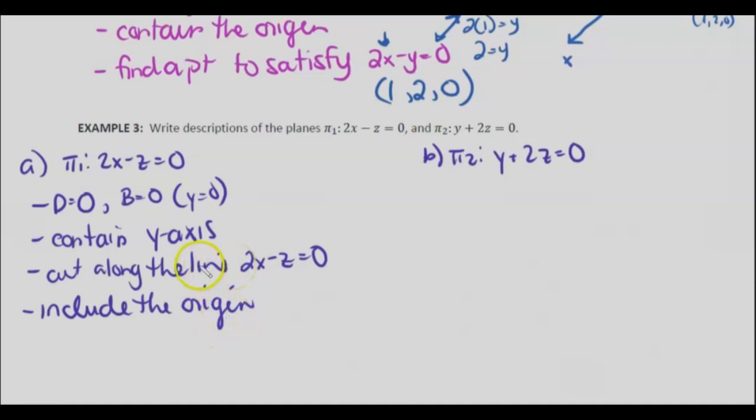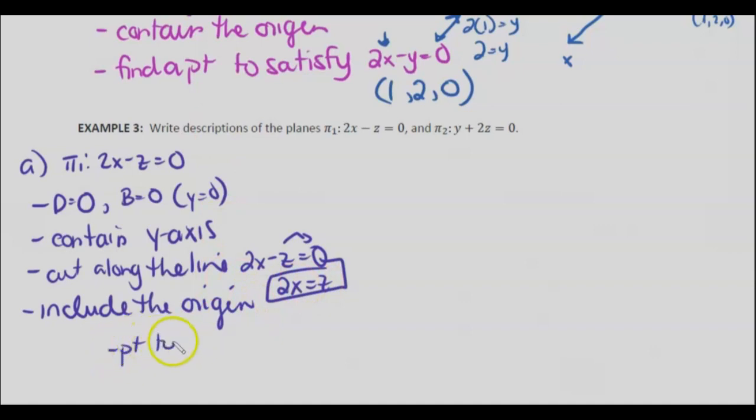Okay, so let's find a point to satisfy this. I'm going to bring this over, and we're going to have 2x equals z. Very similar to the last one. But in this case, I'm going to delete this, and we will move this over. That's fine. So in this case, let's find a point to satisfy this. If you think about it, we're going to have a 0 for the y no matter what. So let's just plug in a 1 for the x. So 2 times 1 equals 2. So we're going to have the point 1, 0, 2.